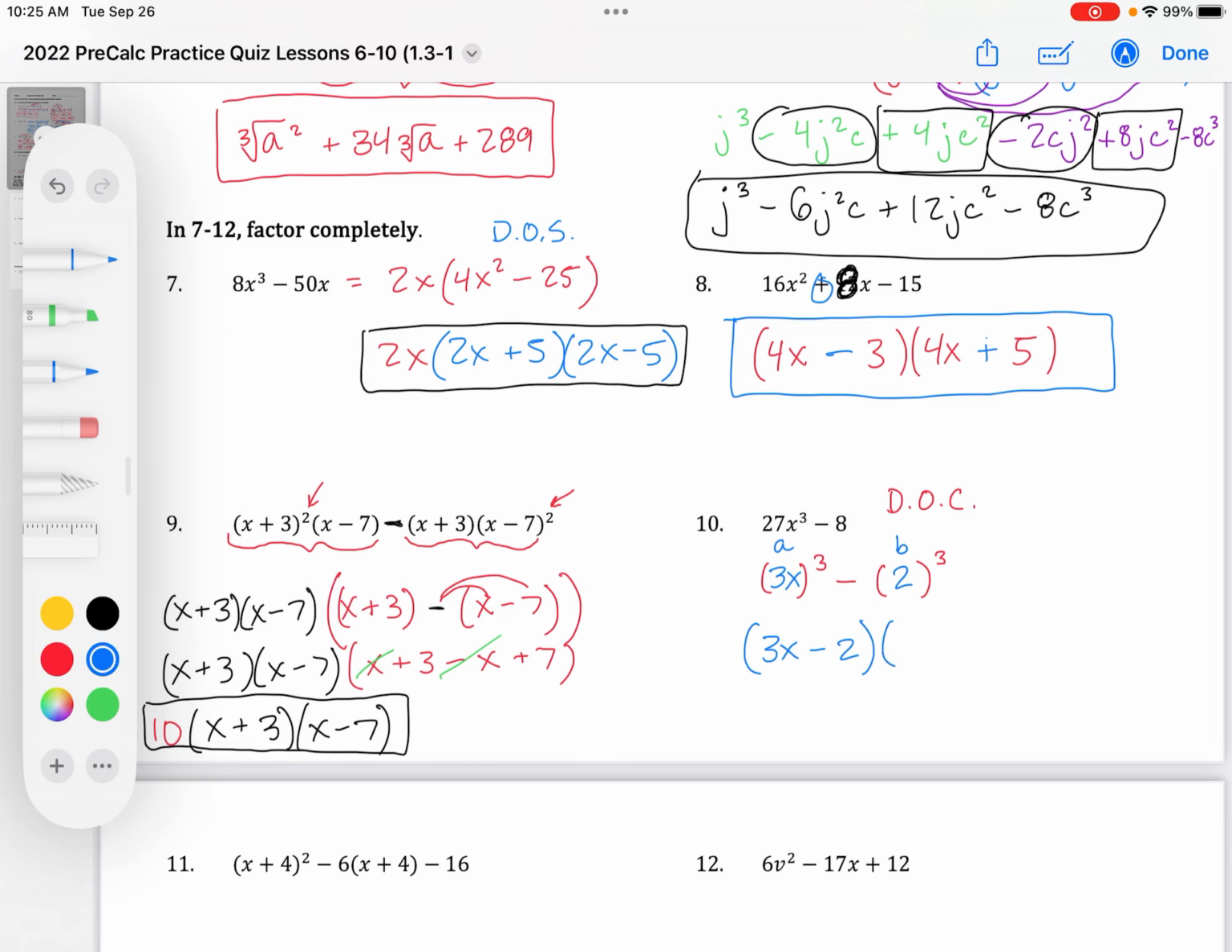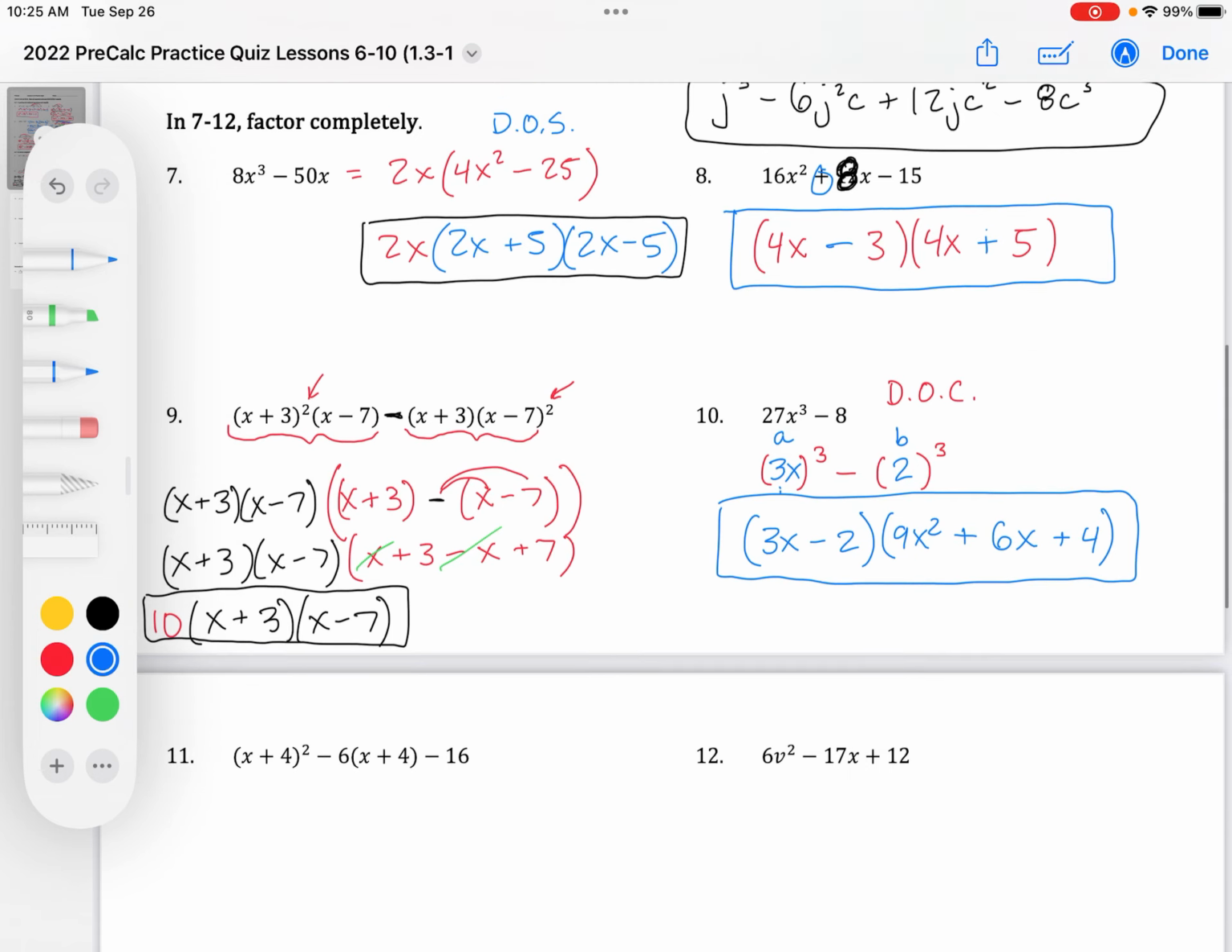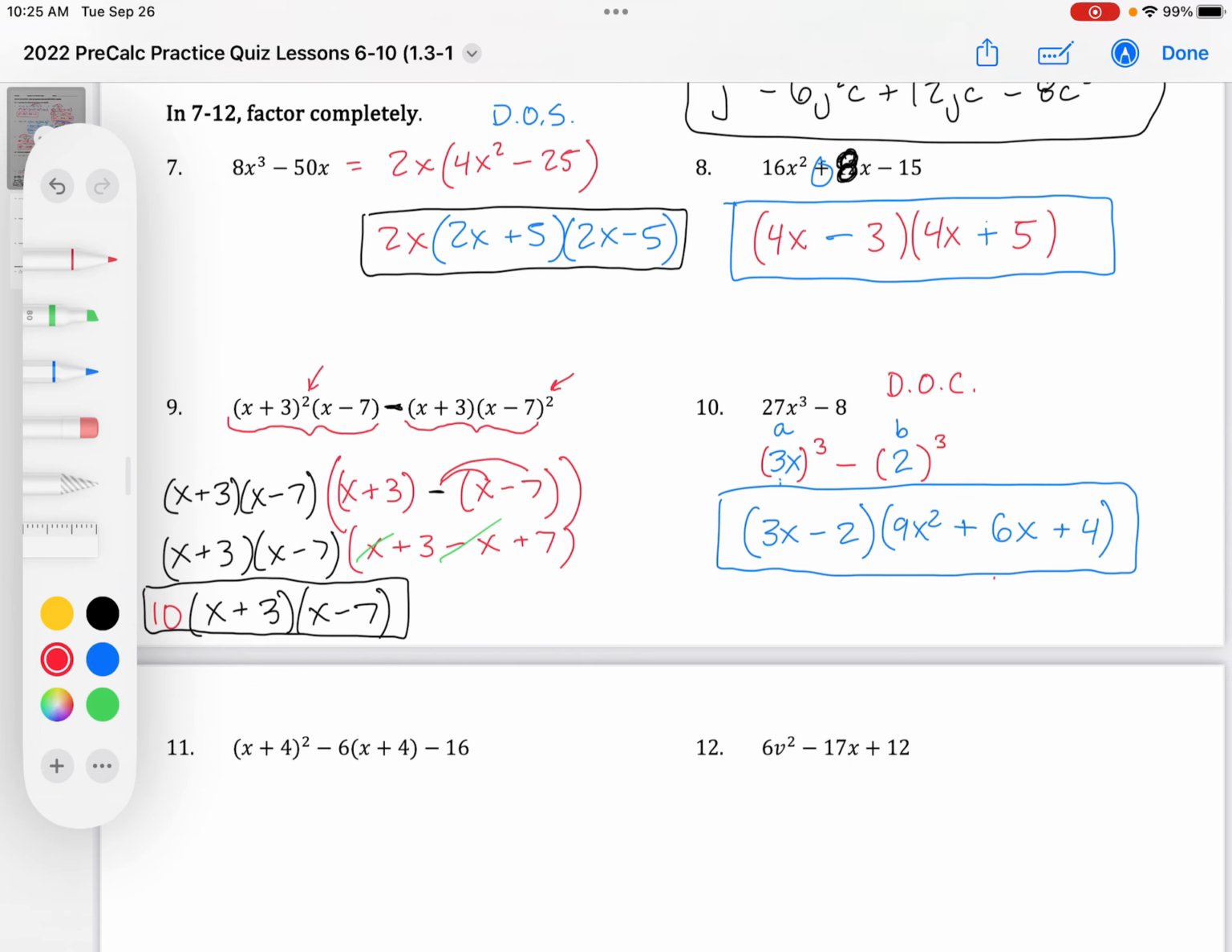And then A squared is going to be 9x squared when you square all of this right here. All right, and then it's plus A times B, so 3x times 2 is 6x. And then B squared at the end, well, 2 squared is going to give you 4. And then that is completely factored. All right, just FYI, this back part is prime, so that's never going to be factorable as long as you took out a GCF at the beginning.